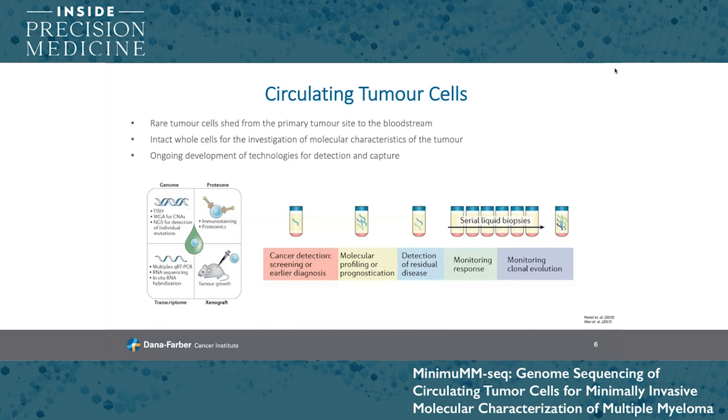Research in the CTC space is quite active, and there are many ongoing developments of technologies for the detection and capture of these rare cells present in the blood. This includes different methods that use positive selection, negative depletion or negative selection, and also size-based identification of CTCs.